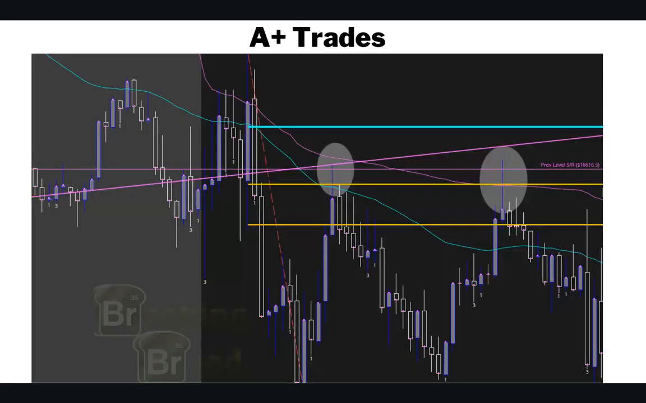All right, so an example of an A plus trade, and this is what I want you guys to look for within your strategy and whatever you use to read price action. So as you can see, clear downtrend.